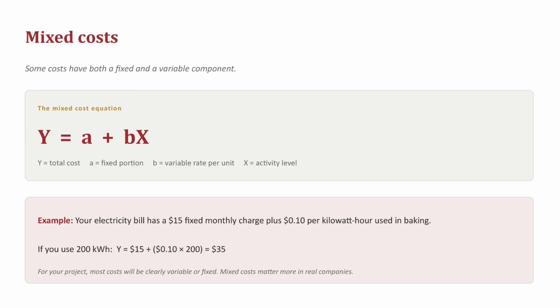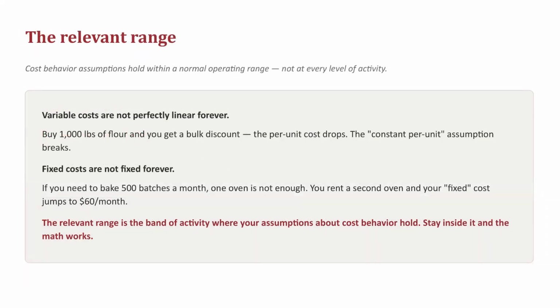In real companies, mixed costs are common, but for your project, most costs will still look clearly variable or clearly fixed. One caution: the usual rules for variable and fixed costs only work within the relevant range. That is the normal operating band where your assumptions hold.